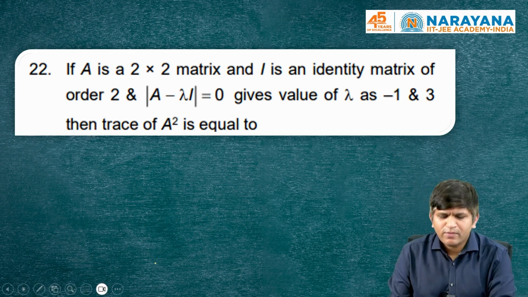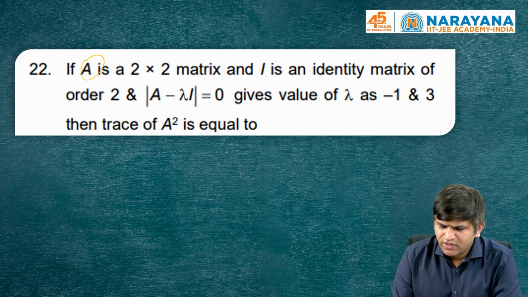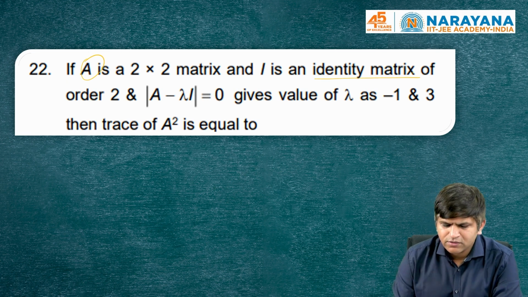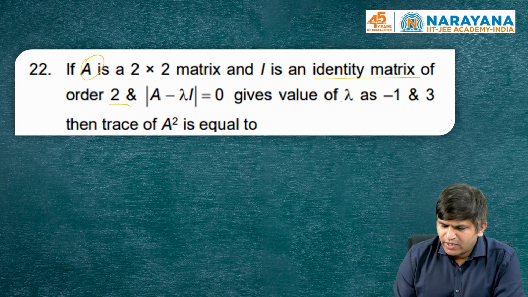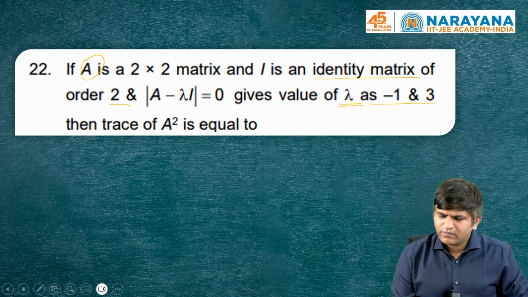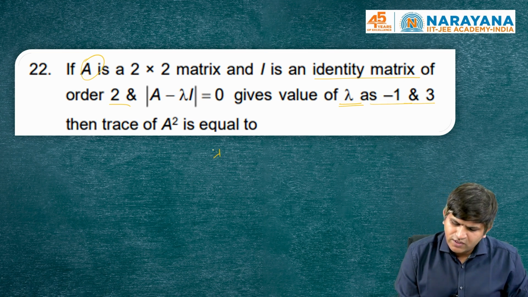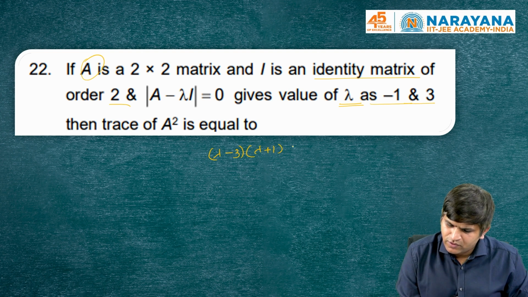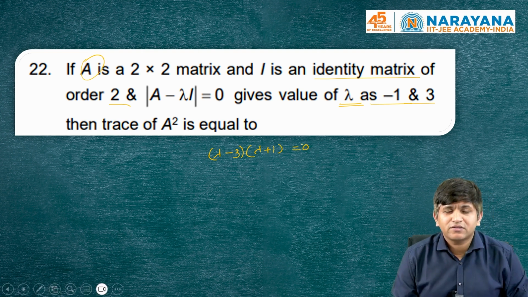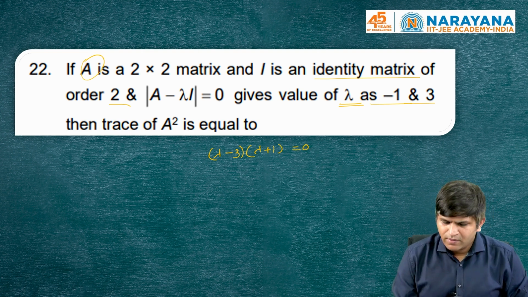Okay, so in this problem a matrix of order 2 cross 2 is given, where I is an identity matrix of order 2, and the values of lambda are given to us, that is minus 1 and 3. So we can write it as lambda minus 3 into lambda plus 1 equal to 0. This will represent the characteristic equation of the matrix.